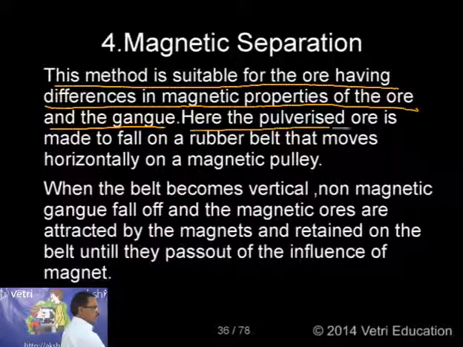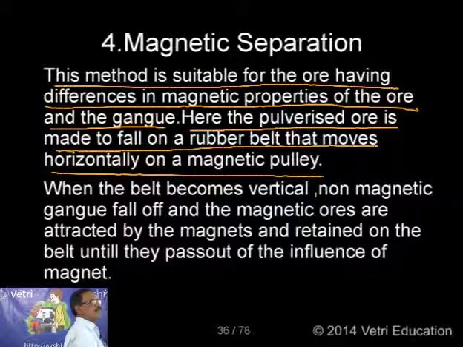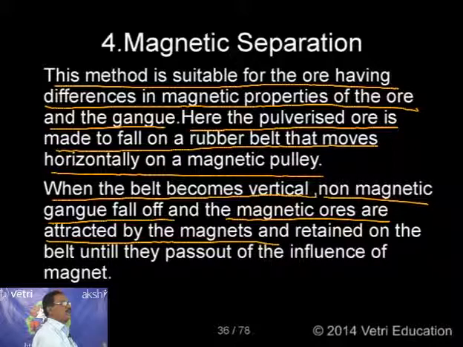So here the pulverized ore is made to fall on a rubber belt. Between two pulleys, the rubber belt is moving. Over the rubber belt we are adding the pulverized ore horizontally onto a magnetic pulley. The rubber belt is moving over the magnet, under the control of the magnetic property. When it is moving horizontally, no problem. When the belt becomes vertical, the non-magnetic gangue falls off and is thrown away, and the magnetic ores are attracted by the magnet.